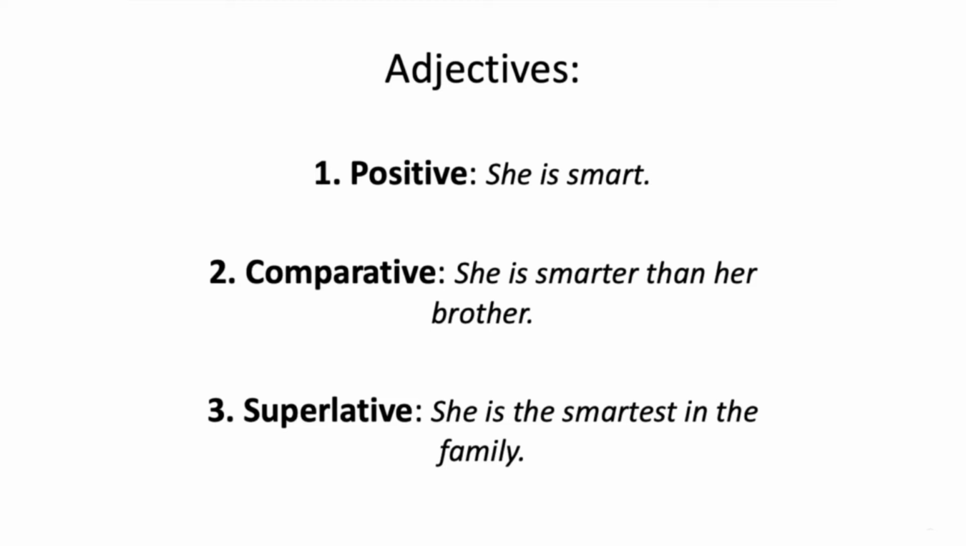The superlative compares 3 or more people, animals, or objects to one another. For example, she is the smartest in the family. We are comparing a girl with all her family, whether that may be 3, 4, 5, or more people. But she is the smartest.